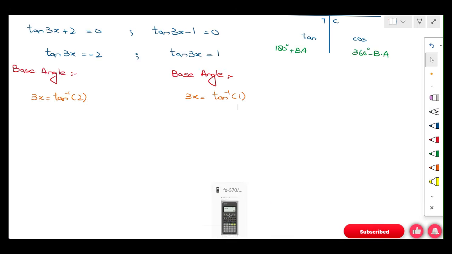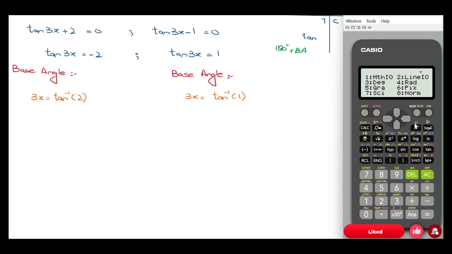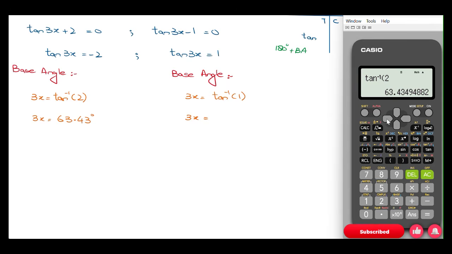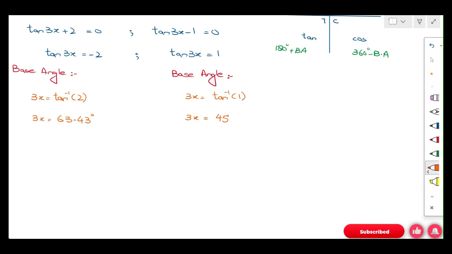So let me calculate this. My calculator is in radian mode; 3 is for degrees. Now what is tan inverse of 2? 63.43 degrees. So 3x is 63.43 degrees, and here 3x is tan inverse of 1, which is 45 degrees. Okay, so we are done with the base angle for both cases.